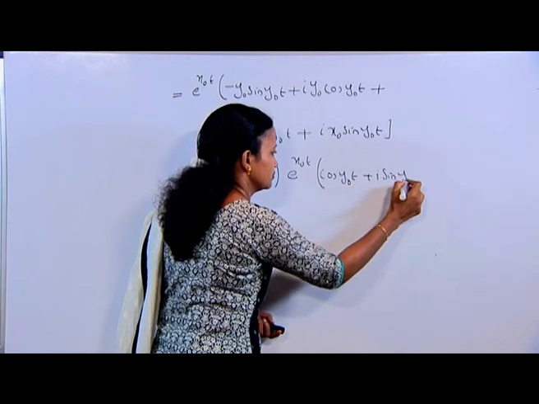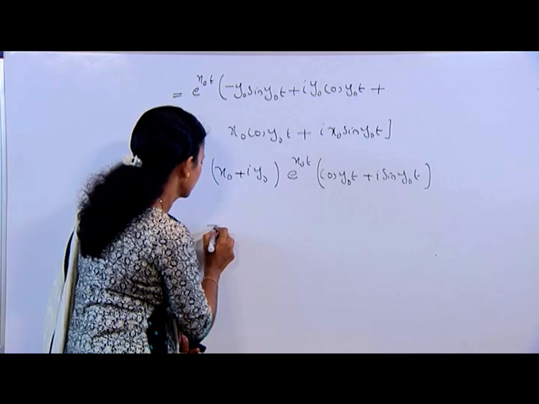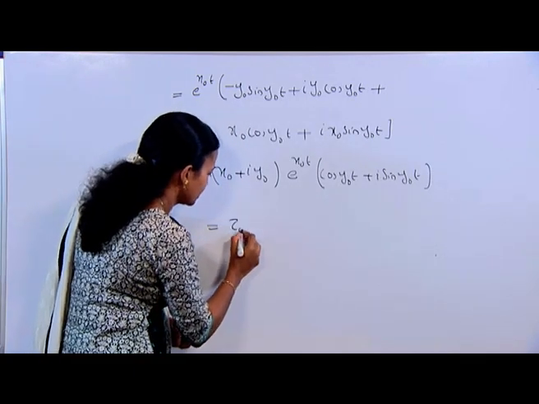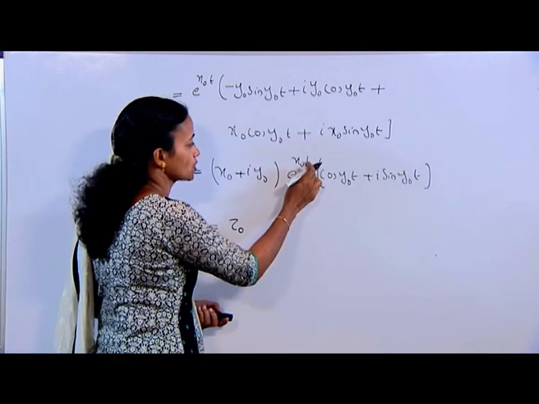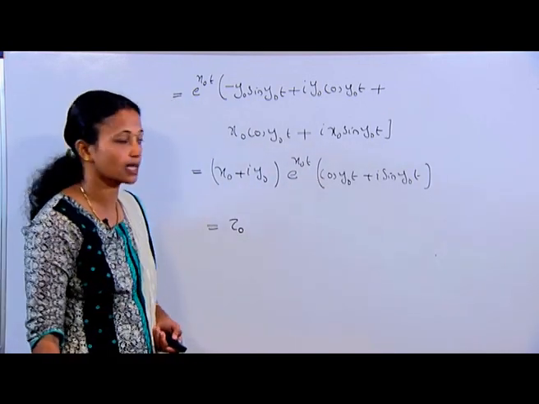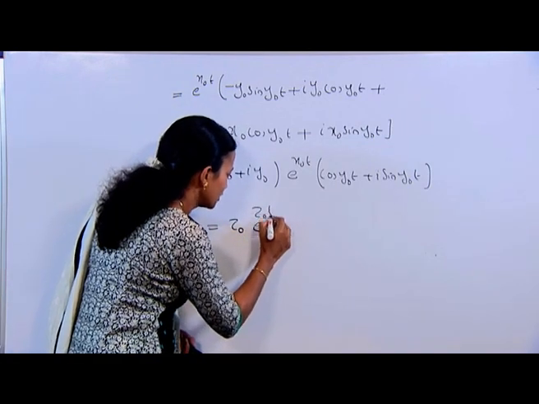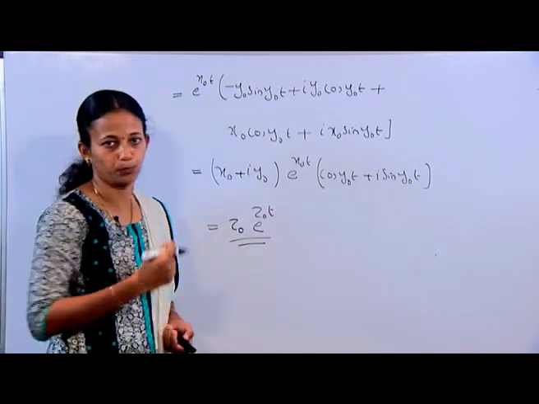This I can write as x0 plus i y0, we can write it as z0, and e raised to x0 t into cos y0 t plus i sin y0 t as e raised to z0 t. So, this is our proof.